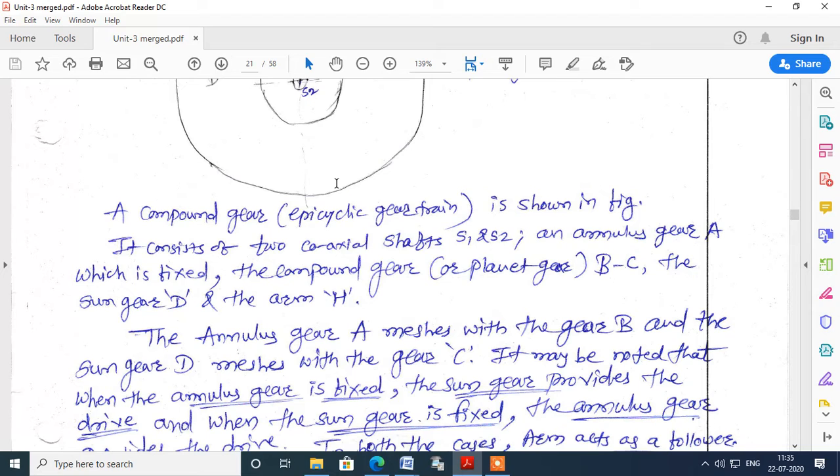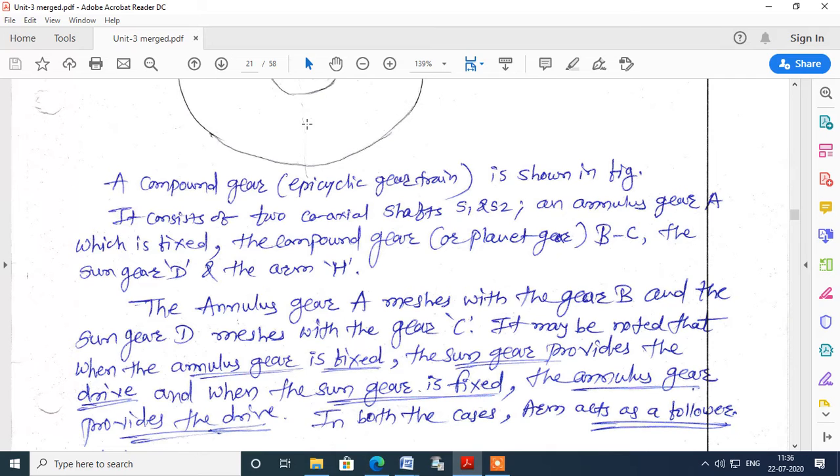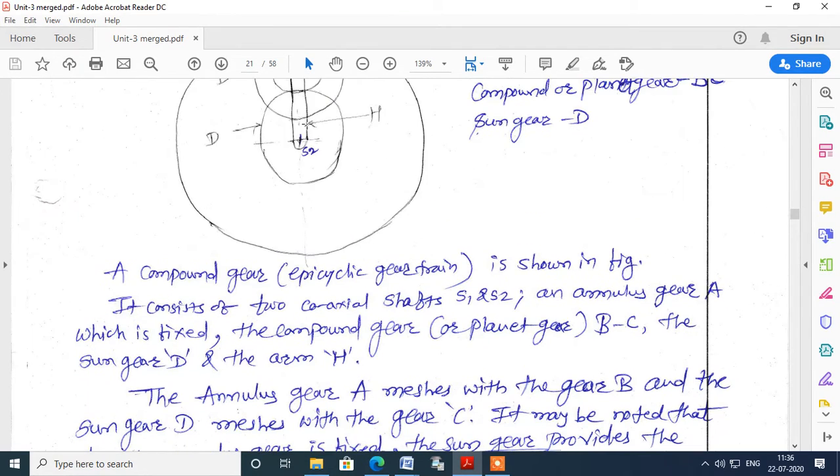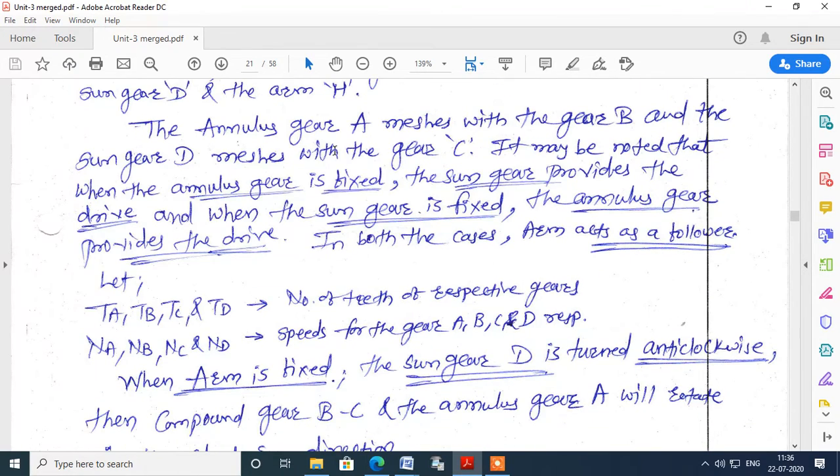Now it may be noted that when the annulus gear is fixed, the sun gear D provides the drive, and when the sun gear is fixed, the annulus gear provides the drive. In both the cases, the arm acts as a follower. Now let us say TA, TB, TC, and TD are the number of teeth of the respective gears, and NA, NB, NC, and ND are the speeds of the gears A, B, C, and D respectively.